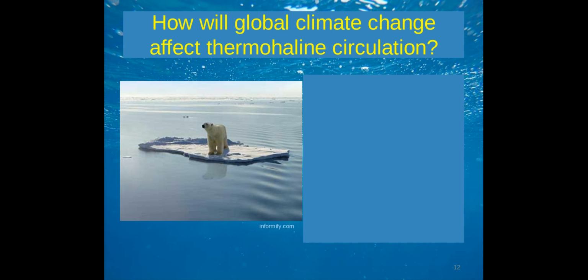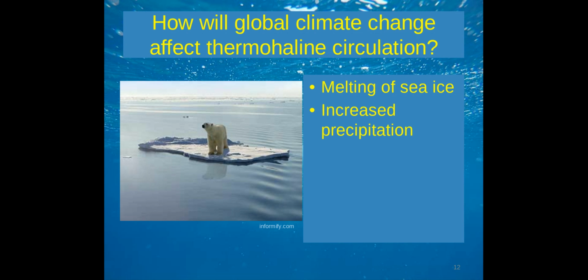Scientists agree that global change is occurring. How will climatic differences affect the ocean conveyor belt? Sea ice and glaciers are already melting, and precipitation is predicted to increase in the Arctic. The combination of increasing precipitation and melting ice will decrease the salinity in the ocean where deep water is formed.